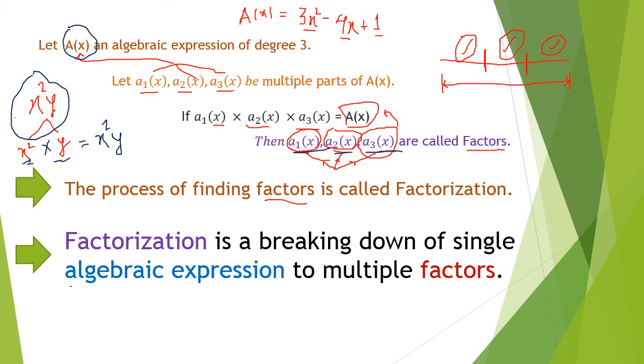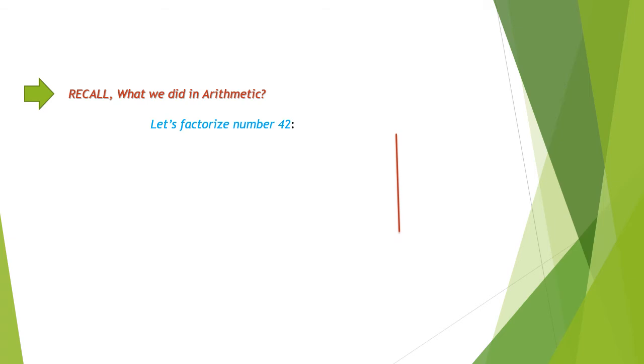Now we will consider an example from arithmetic, then it will be very clear to you. Recall what we did in arithmetic. Let's factorize 42. We do it this way: 42 is divided by 2 because it goes by 2, and its value will be 21. Now 21 doesn't go by 2, so we take 3. It goes by 3 seven times. And 7, if we divide, goes by 1.